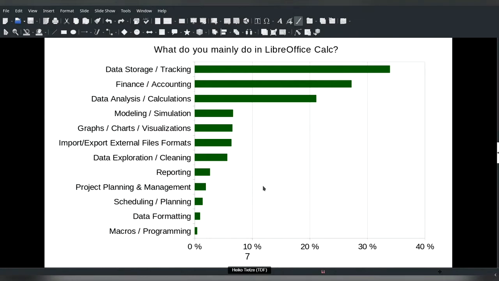So the most popular reported use cases for Calc are data storage and tracking, finance and accounting, as well as data analysis and calculations. So I just named the top three features on this graph. Survey participants reported using Calc for personal finances or budgeting, as well as business accounting. Some of the data people reported tracking include health-related data, such as blood pressure measurements, expenses, time, and inventory.